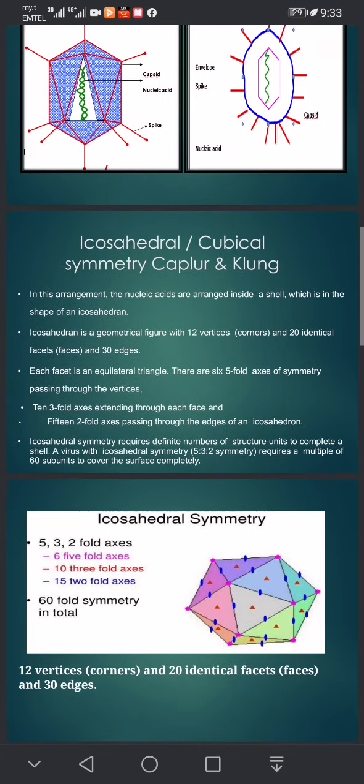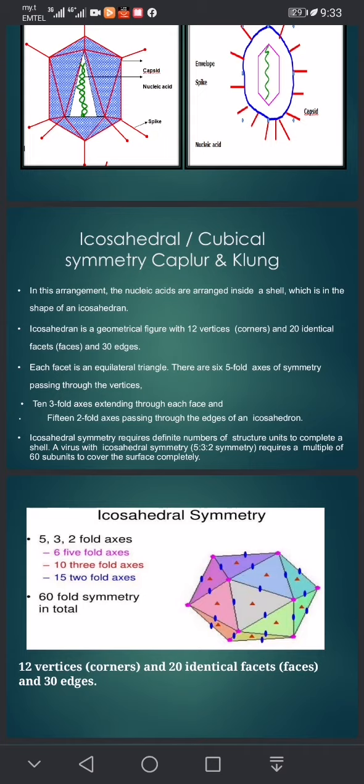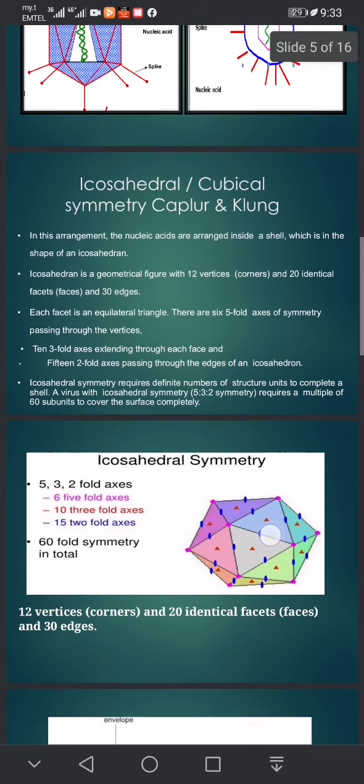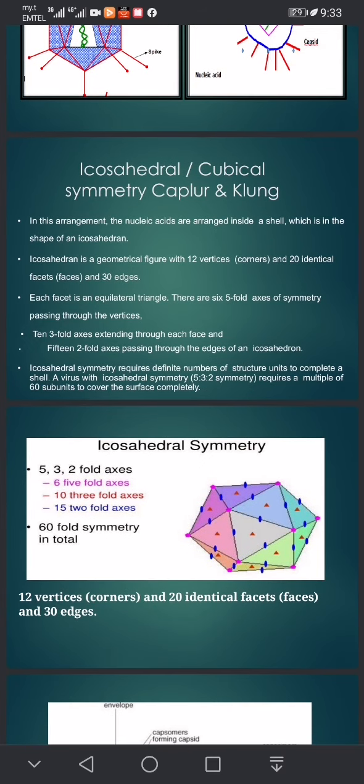So now let's see cubical. In cubical symmetry, the nucleic acid is arranged inside a shell which is cubical in shape. It consists of 12 vertices, 20 identical faces, and 30 edges.